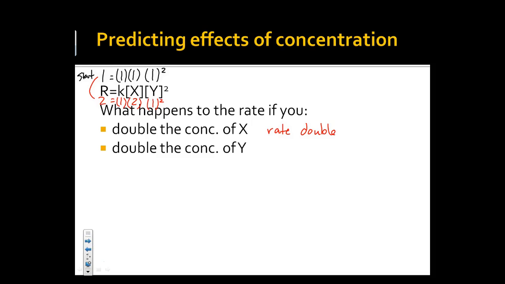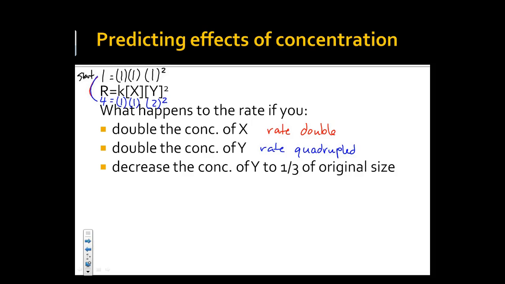Well, next one. What if we just double the concentration of Y? So we're going to go back to the start, and we're going to see what happens if we double the concentration of only Y. So we plug everything in. K is still 1, X is 1 because we went back to that starting point, and we're just going to double Y, which is now 2. And it's squared because that's what the formula says. If that's true, what is my rate? 4. So my rate went from 1 to 4, so it quadrupled. So rate quadrupled, or increased by a factor of 4.